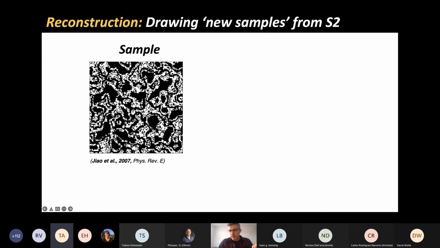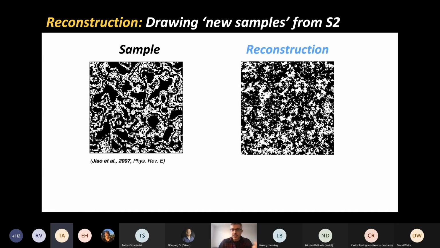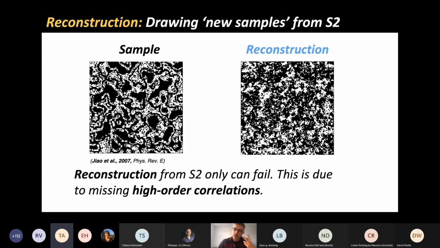If we go through the same process here of solving this optimization problem for a 2-point correlation function, this reconstruction is pretty bad, as you can see. It looks nothing like the sample. And the reason for this is that if you use 2-point correlation functions, reconstruction will fail because you cannot capture such high-order correlations. This is why we described to you that we have to have ways of describing high-order correlation.